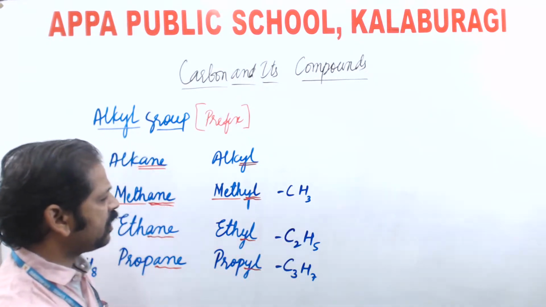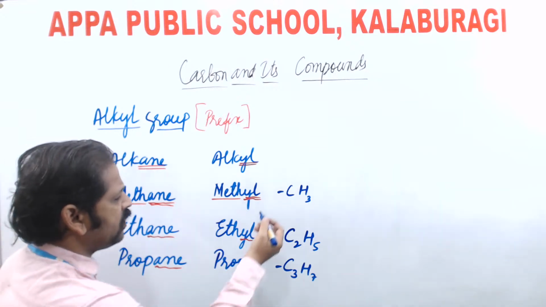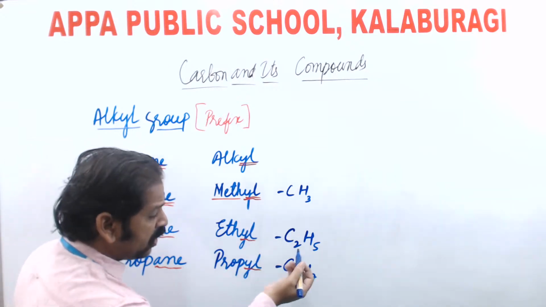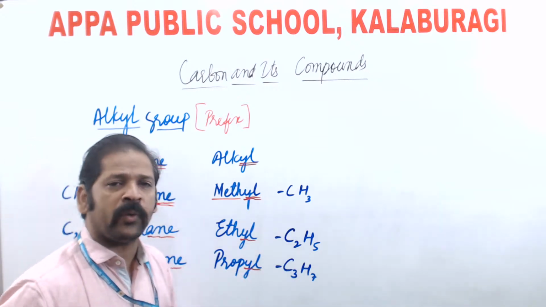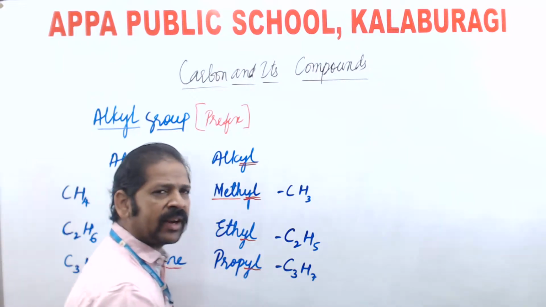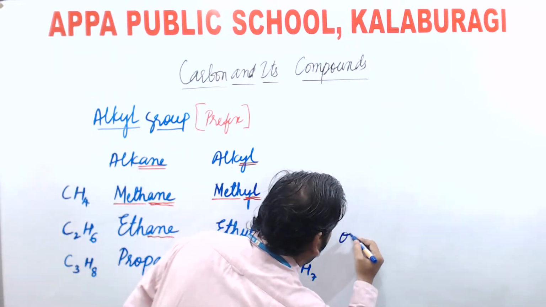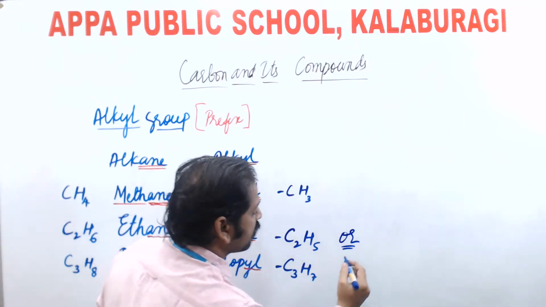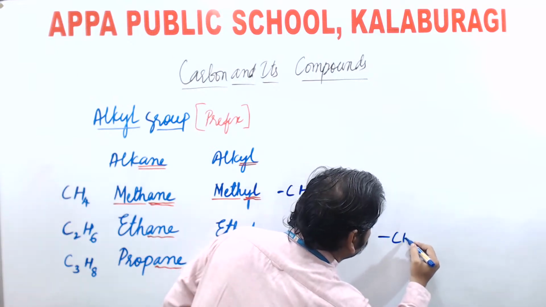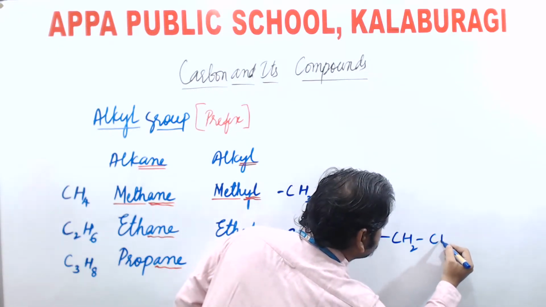Here is the CH3. Now CH3 is directly there. C2H5 can be written in two ways. C2H5 you can write directly, or one more way is CH2 CH3.